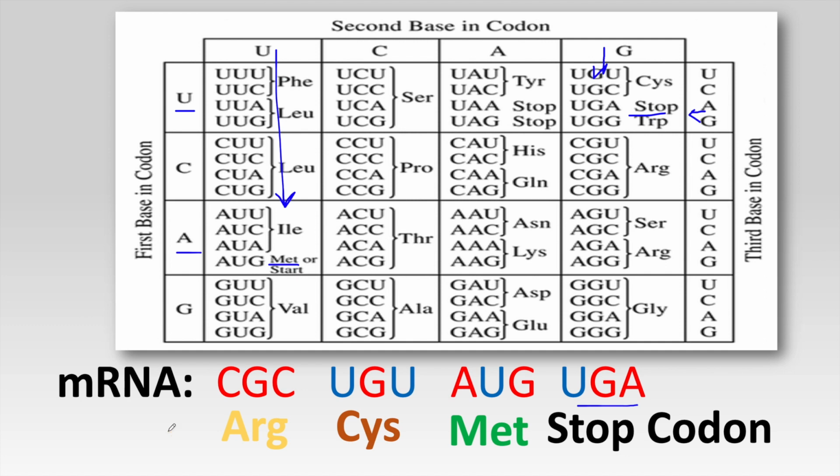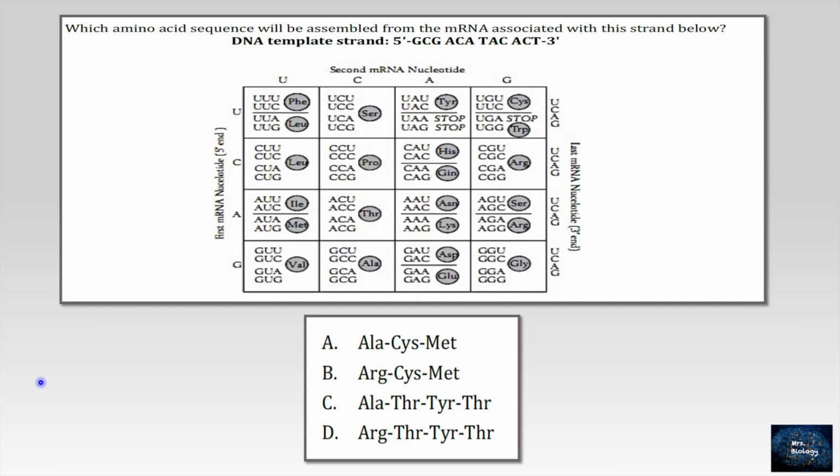Now we have our sequence. Let's go to the question answers and choose the right choice. Now to answer the question, we will compare our answer with the choices. So the right choice here is B, arginine, cysteine, and methionine. Yes, they did not write the stop codon, but this is the right answer.